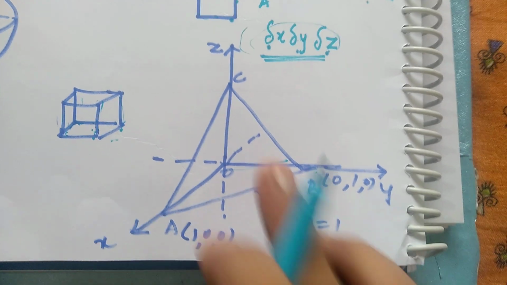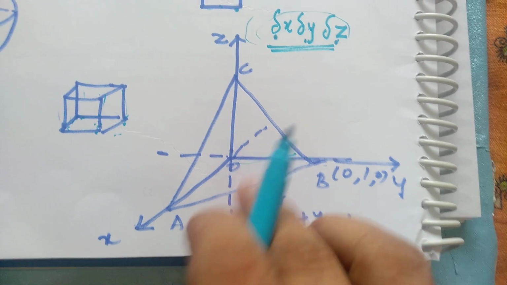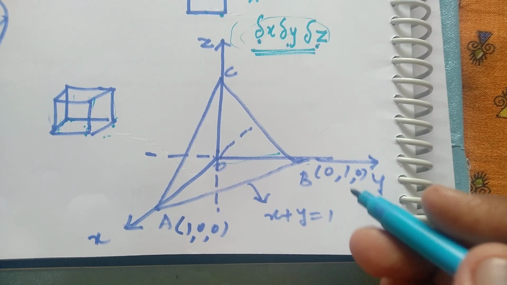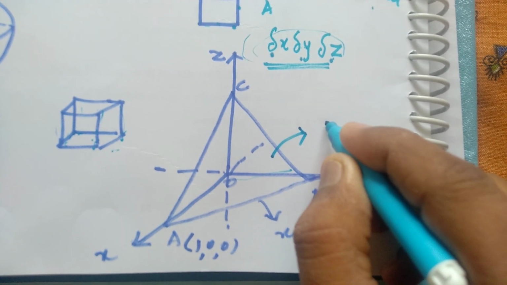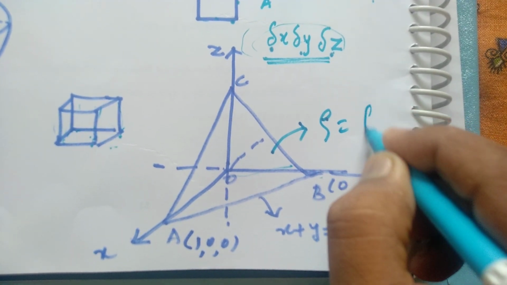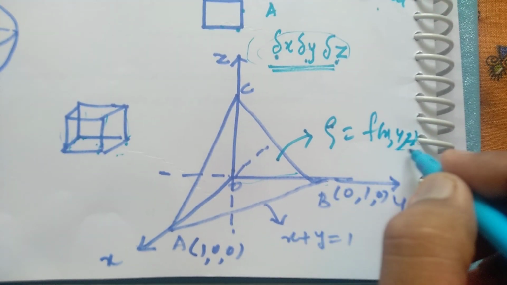Now suppose this is a solid, and instead of considering volume, you want to find out the mass of the solid. It is given to you that this is the density function, f of x, y, z, defined on the solid. It is a density function.